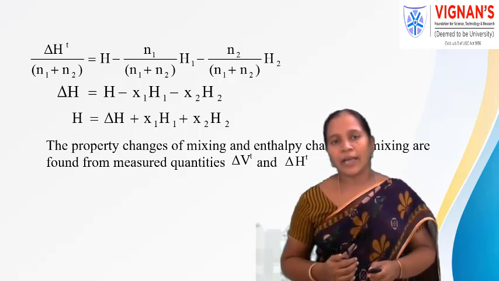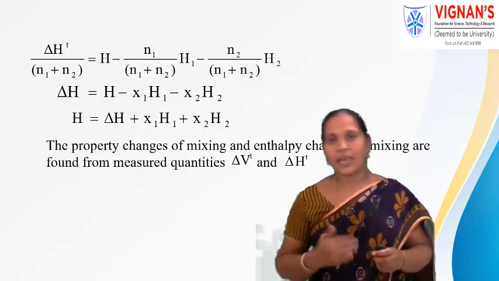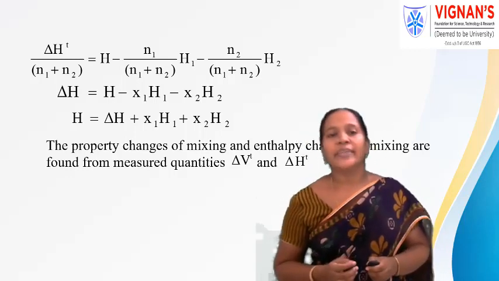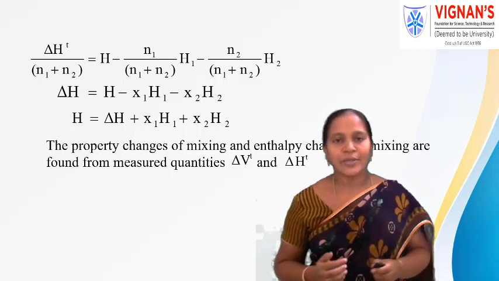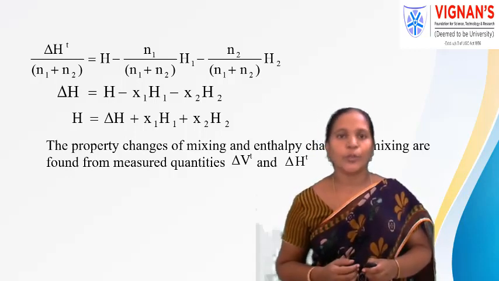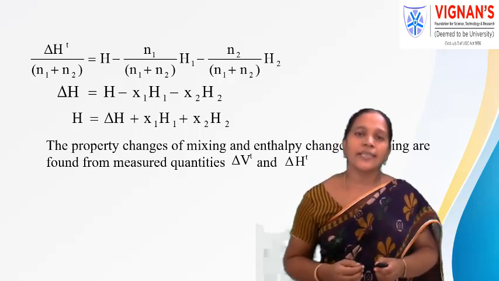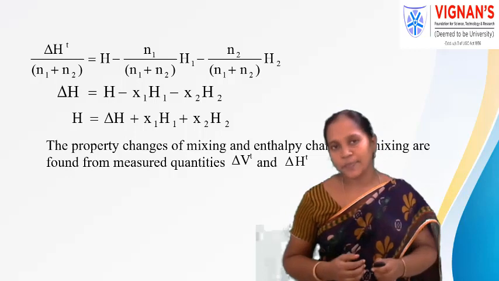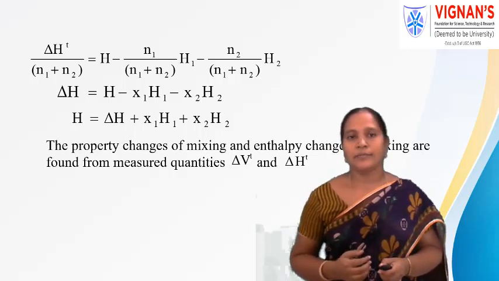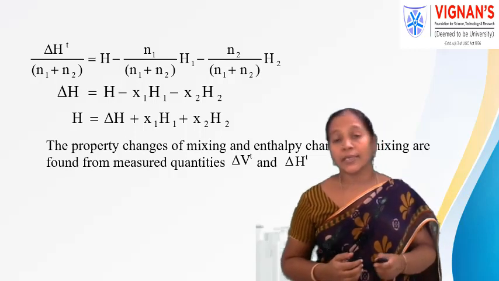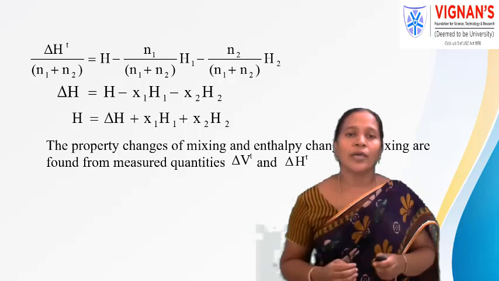Therefore, total enthalpy divided by total number of moles equals the specific enthalpy, that is delta H equals H minus x1 H1 minus x2 H2. Here x1 is the mole fraction of species 1 and x2 is the mole fraction of species 2, that is N1 by N and N2 by N. Therefore, H equals delta H plus x1 H1 plus x2 H2.